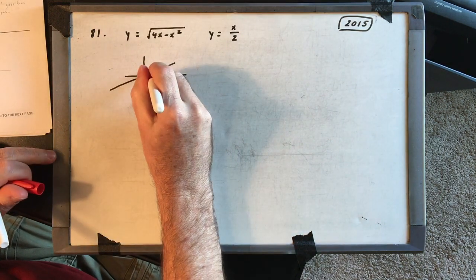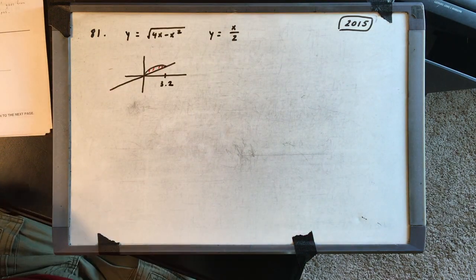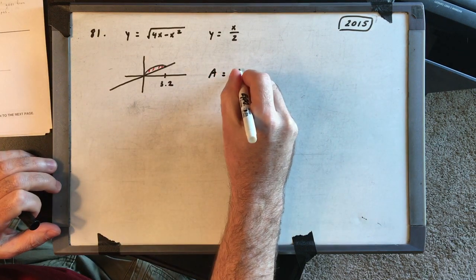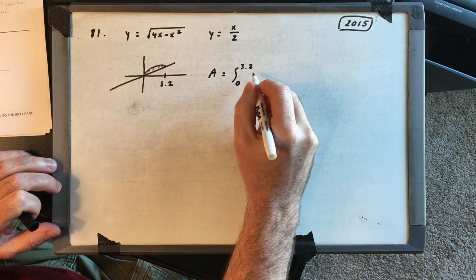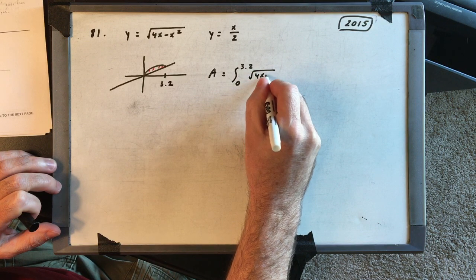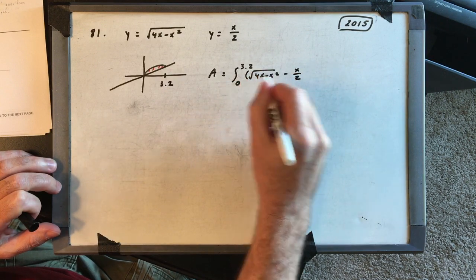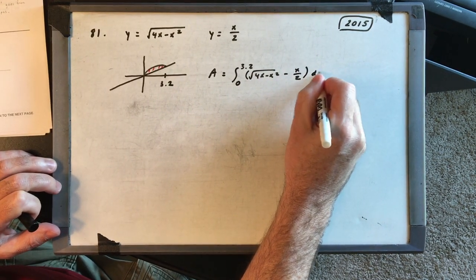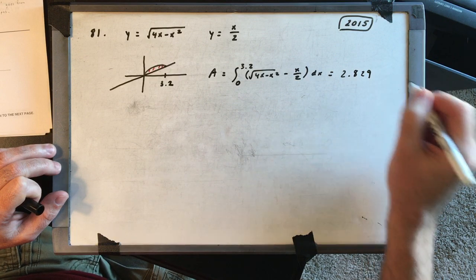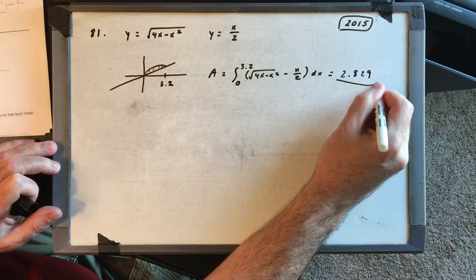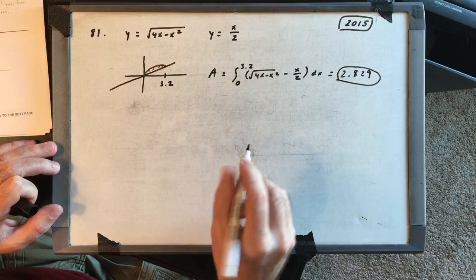So we're looking for this area right here. And the square root of 4x minus x squared is on top. So the area will be, we're going to integrate from 0 to 3.2 of the square root of 4x minus x squared minus x over 2 dx. And your calculator will tell you that's 2.829. Right, so give that a try. And that is B.